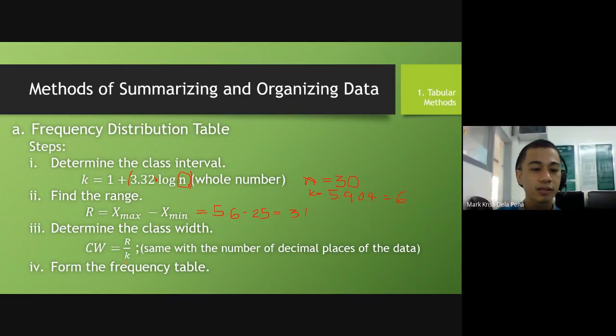Then let's go back to the class width. That's range over k. So if you will divide your range by your k, you will get approximately 0.517. Now, I would suggest that you round it up, again, round it up to 0.6.